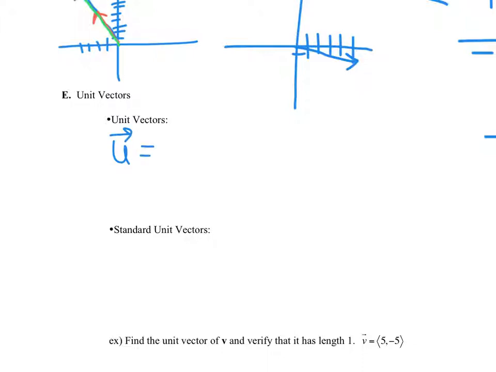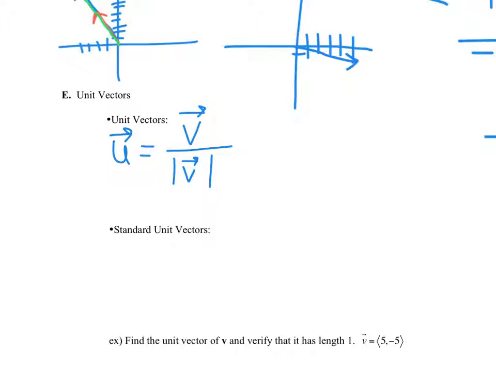Unit vector, this is what you do. Let's say you have a vector v, and it's not a unit vector. That means it has a length that's either like 10 or 12 or 1/2. What you do is you take the vector itself in its component form, and you divide it by its length. That's how you find a unit vector.